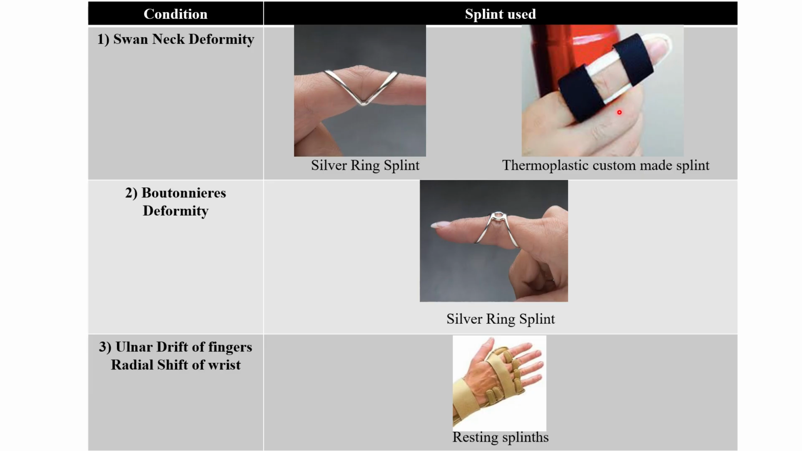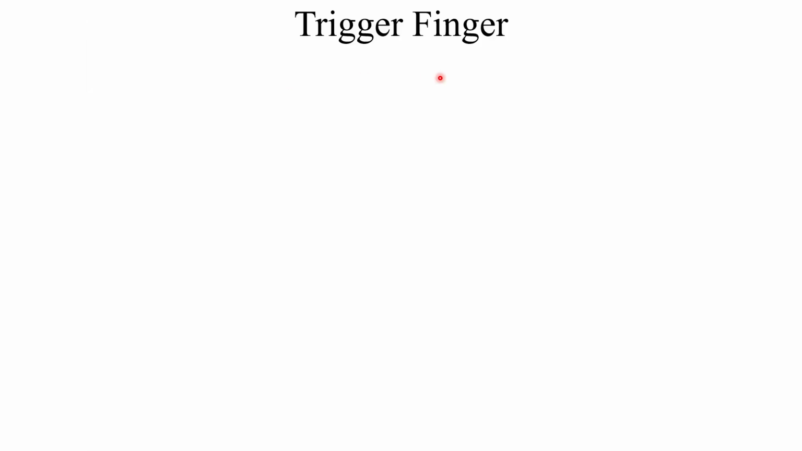Now, these thermoplastic splints can also be used for boutonniere deformity, and the silver ring splint can also be used for boutonniere deformity. But as the deformity is just the opposite of the swan neck deformity, the silver ring splint is also worn in an opposite manner, okay, in the way that it is shown in this image. Now, for the deformities of the fingers and the radial shift of the wrist that we have, the drifts and the shifts, we can have resting splints which are custom made from orthotists based on the degree of deformity that the person has.